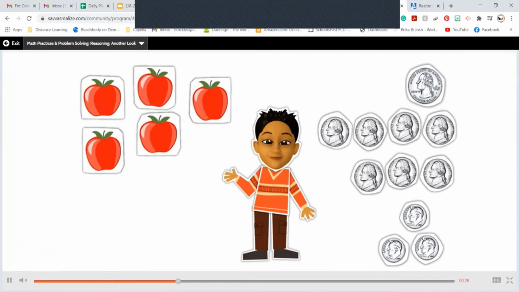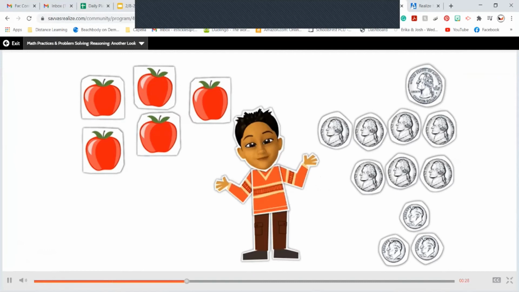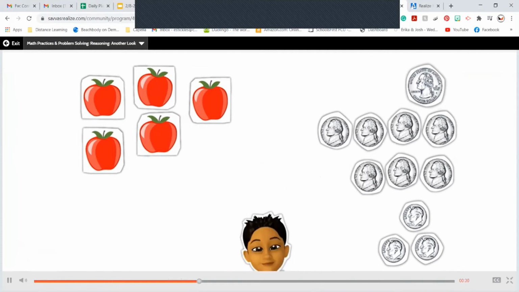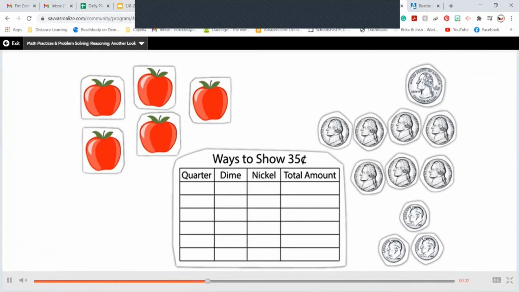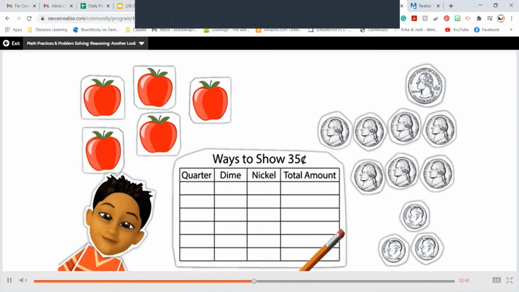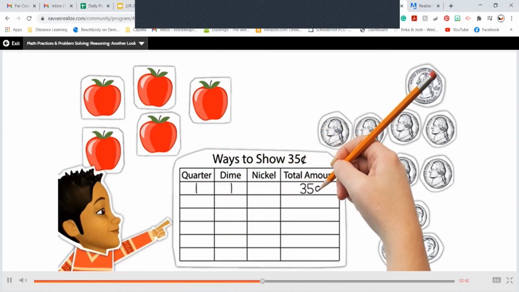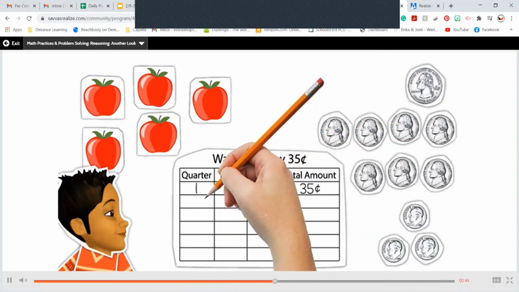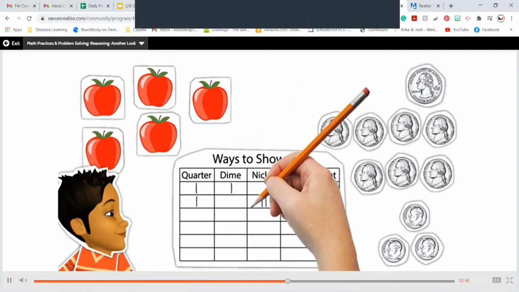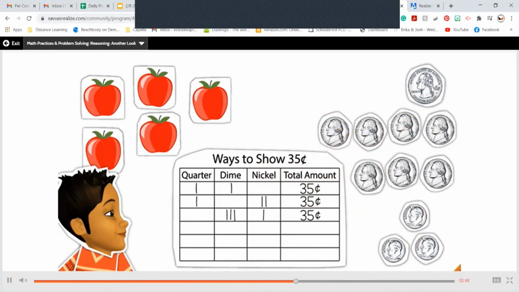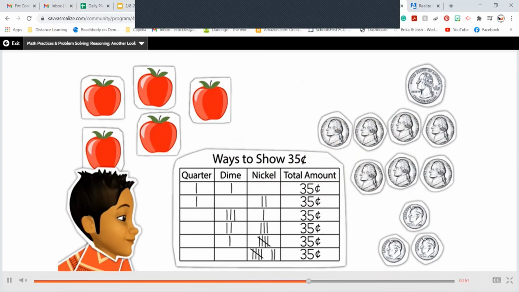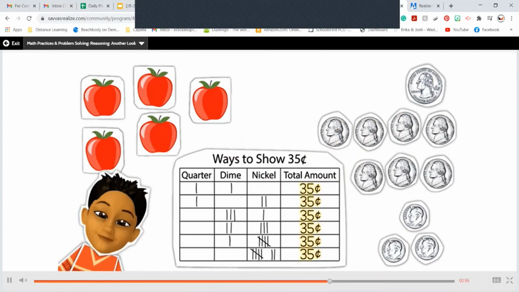What if we make an organized list and use tally marks? That's a great idea. An organized list shows different ways to show the same amount, and tally marks will help us record the number of coins. I'll start. Here's one way. Great job. And here's another. And another. And here are the rest of the ways. Each way makes 35 cents.